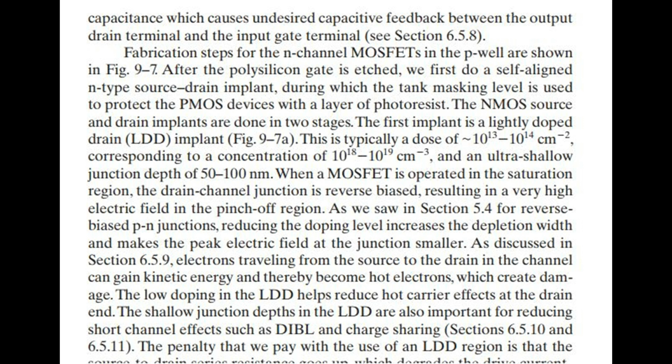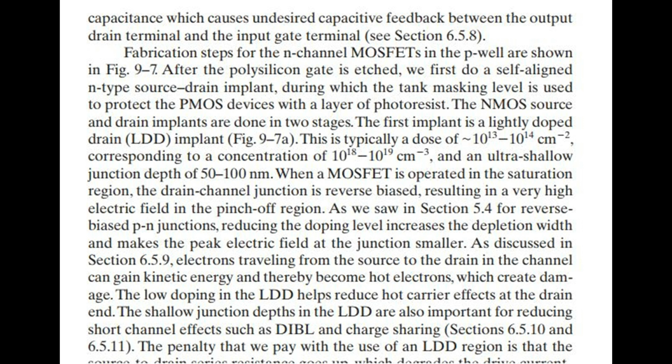This is typically a dose of 10 trillion to 100 trillion atoms per square centimeter, corresponding to a concentration of 1,000 quadrillion to 10,000 quadrillion atoms per cubic centimeter, and an ultra-shallow junction depth of 50 to 100 nanometers. When a MOSFET is operated in the saturation region, the drain channel junction is reverse biased, resulting in a very high electric field in the pinch-off region. As we saw in section 5.4 for reverse-biased PN junctions, reducing the doping level increases the depletion width and makes the peak electric field at the junction smaller.